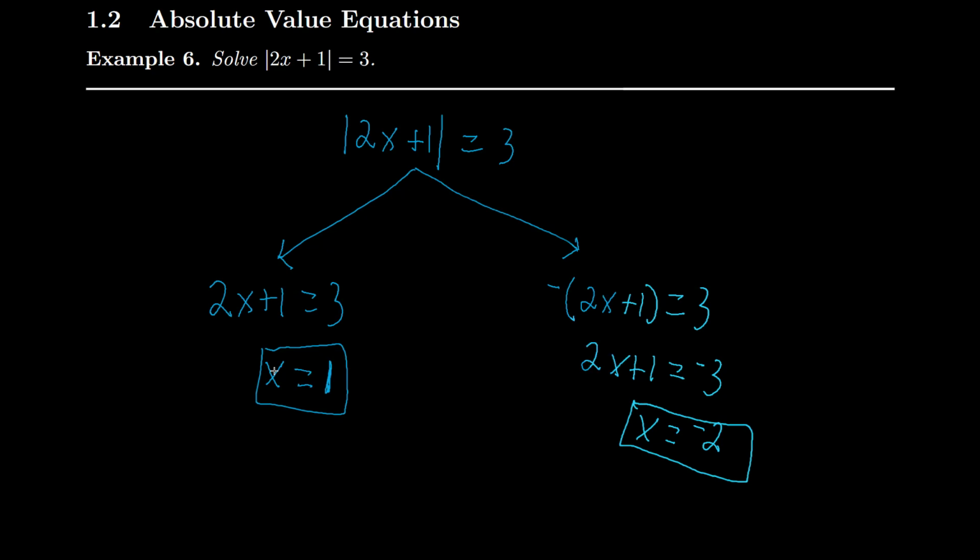And if you wanted to check them, you could just plug them back in and see that it does indeed work. 2 times -2 is -4, plus 1 is -3, and the absolute value of -3 is 3. And if you plug in 1, 2 times 1 is 2, plus 1 is 3. The absolute value of 3 is 3. Both of them work. That's all there is to this. Let's move on and do another one.